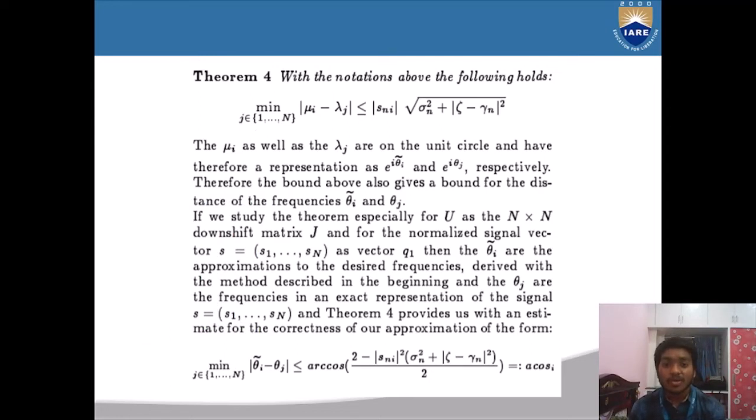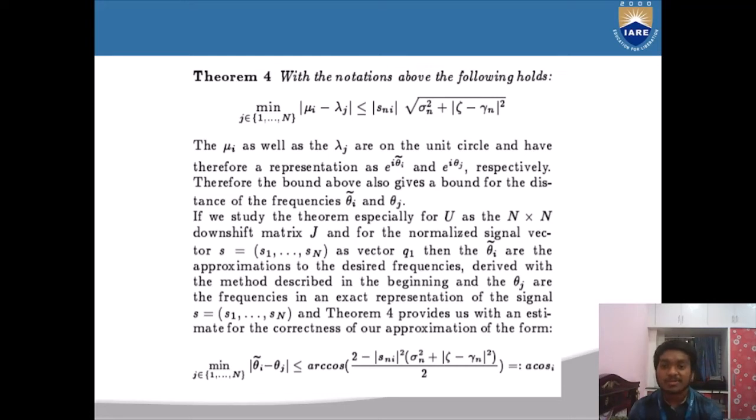Theorem 4. With the notations above, the following holds: the minimum over j belonging to 1 to n of the modulus of mu_i minus lambda_j is less than or equal to the modulus of s_n times the square root of sigma_n squared plus the modulus of rho minus gamma_n, whole squared.